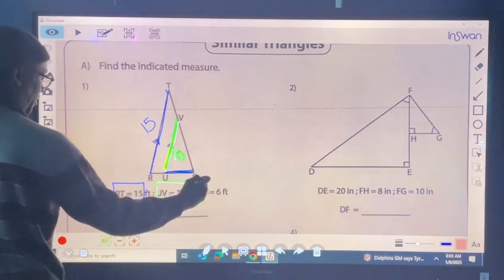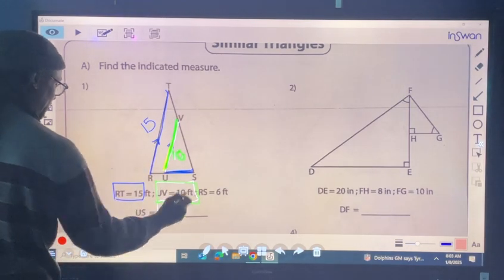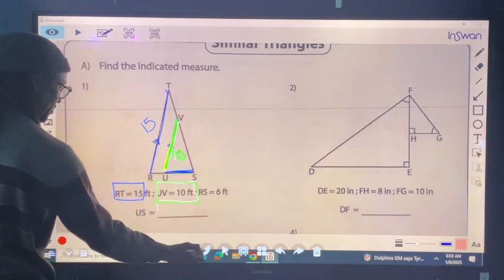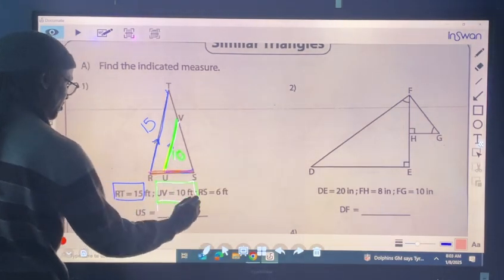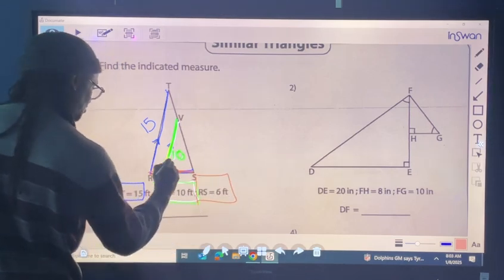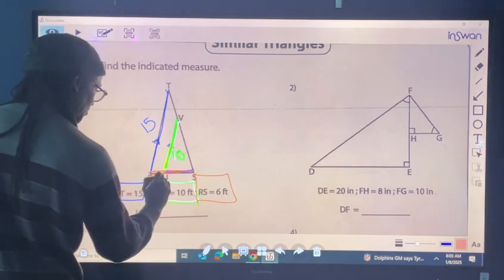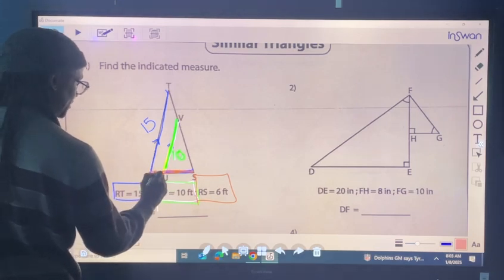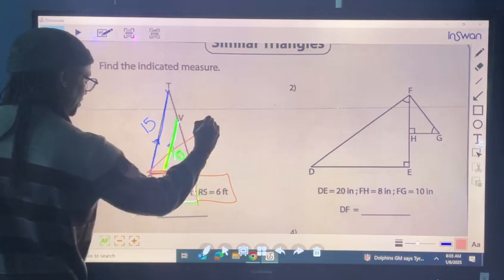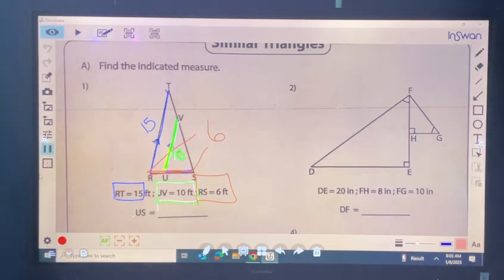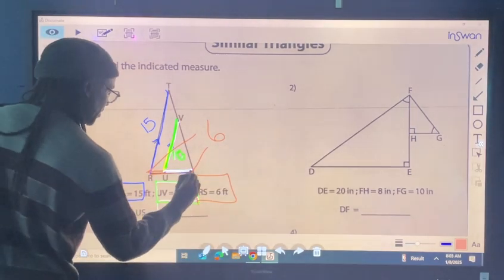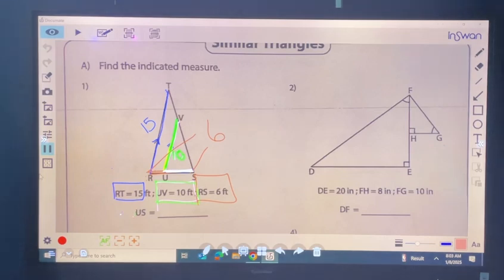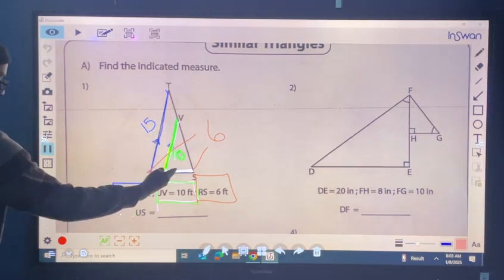And then we got RS here, this entire distance. This entire distance here on the bottom is 6. That distance is 6. So right here in the white, we just need that part. What do you think US is? I think this was an easy one. As far as thirds, do you think this is 1/3 or 2/3 of RS?